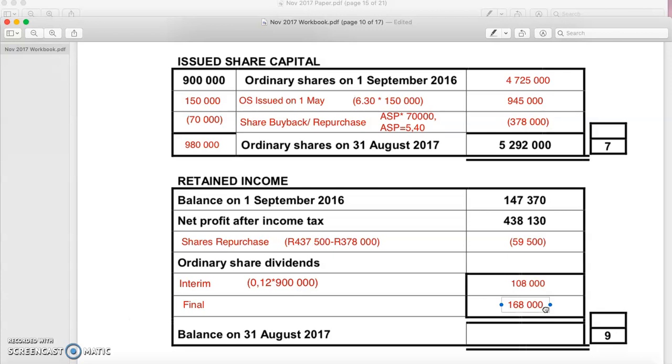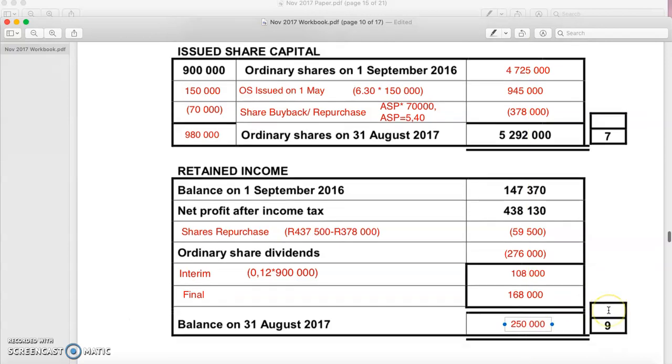I know that there was a student who sent a question really late last night on the group asking about retained income. This is how we calculate retained income. So we can total this too. Please, please, please remember that your ordinary share dividends have to be subtracted too. So subtract repurchase, subtract ordinary share dividends, and you should get 250,000. And that, guys, is 9 marks.